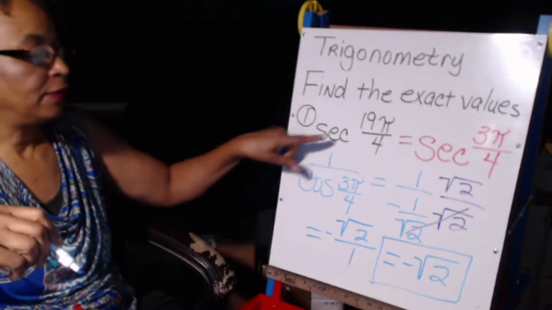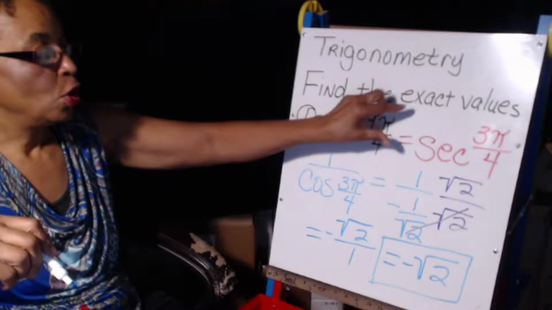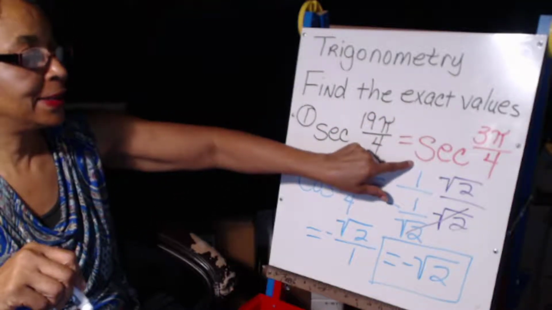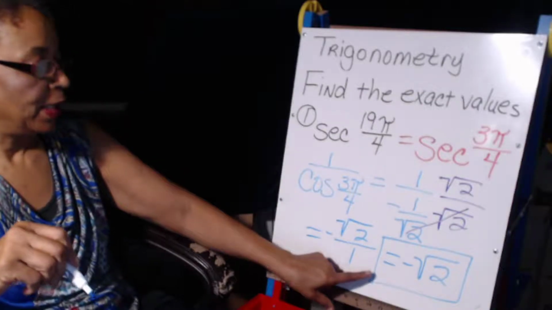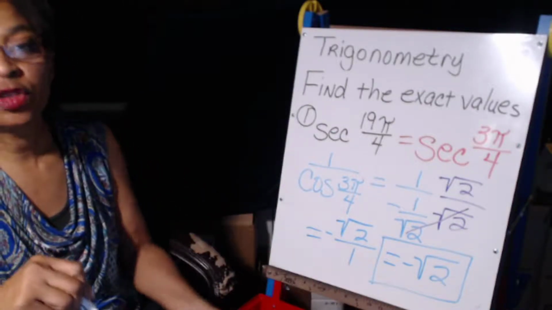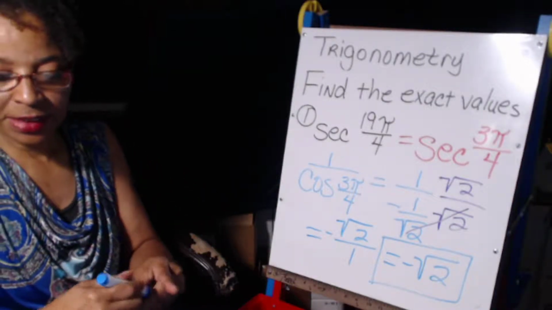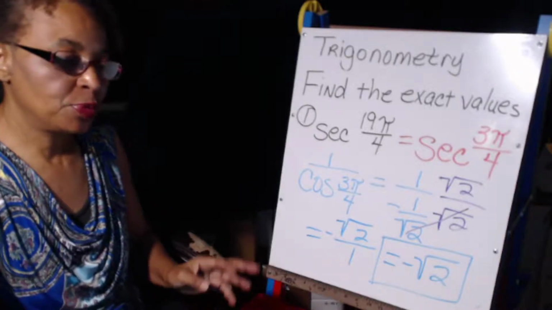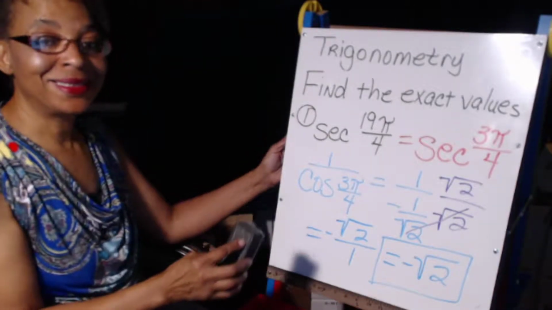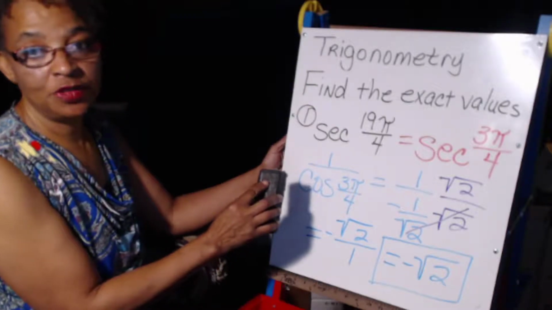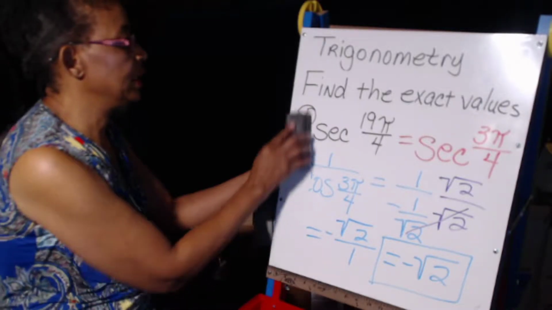Therefore, secant of 19 pi over 4, whose reference angle is the secant of 3 pi over 4, is simply the negative square root of 2. So let's look at another problem. Now in this problem, we're looking at the sine of 765 degrees.